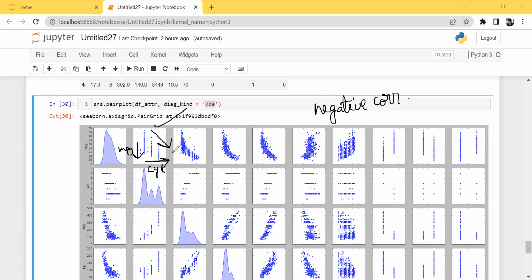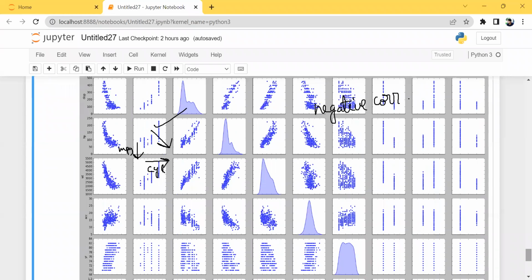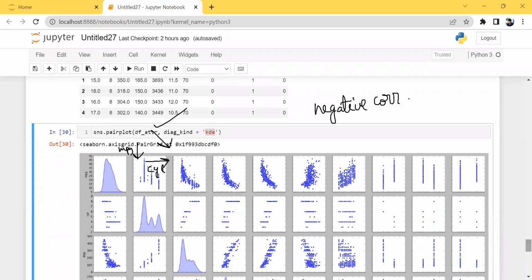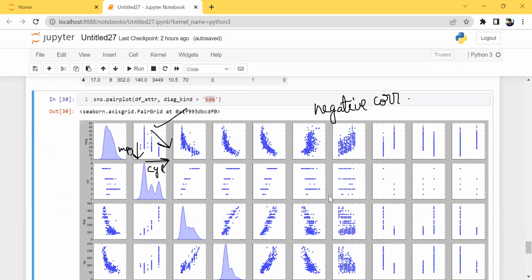But when you look at here, this is the graph between the displacement. On the x-axis it is the displacement, and on the y-axis it is as usual MPG. What is the trend here? It is also decreasing, the same. As the displacement increases, the MPG will always decrease.